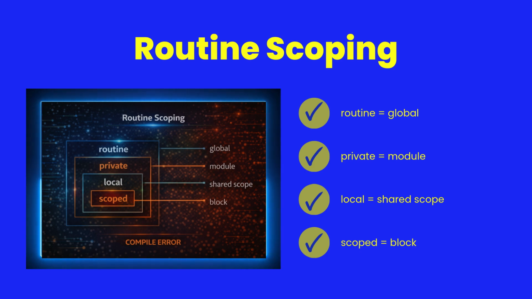Sheerpower defines 4 routine scopes. Local routines share the parent's variables directly. Private routines are isolated and must use parameters. Choosing the correct scope is essential for correct behavior.